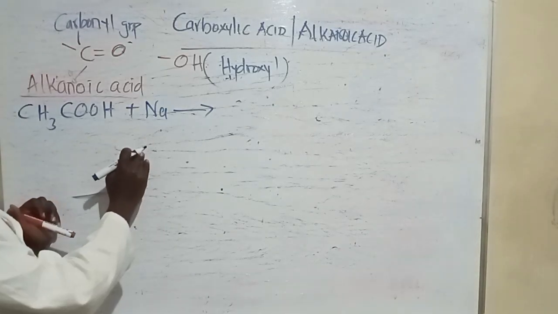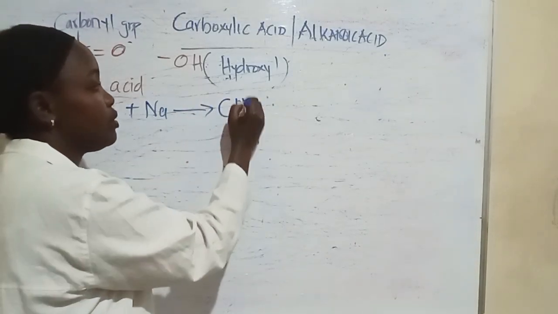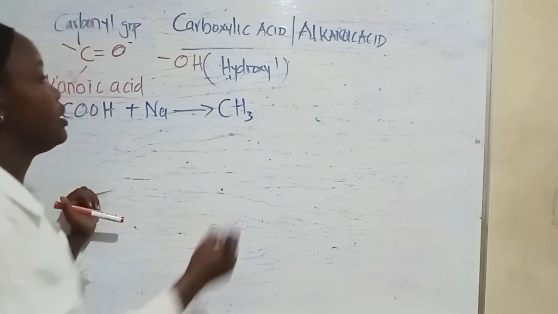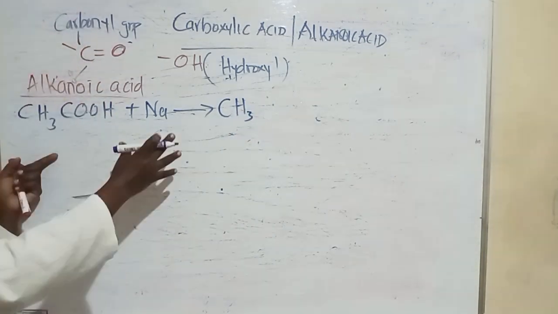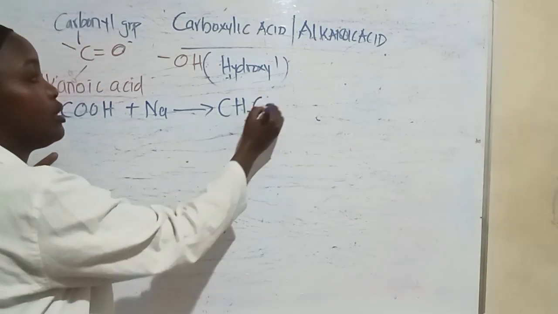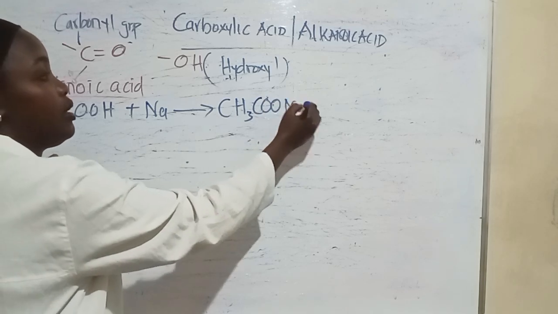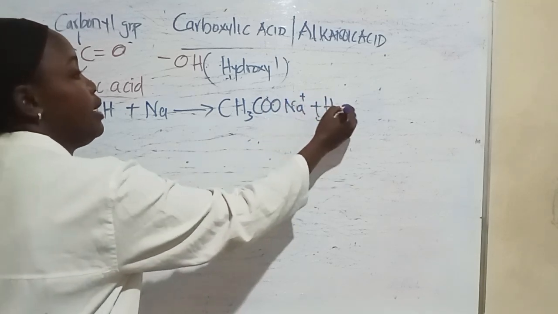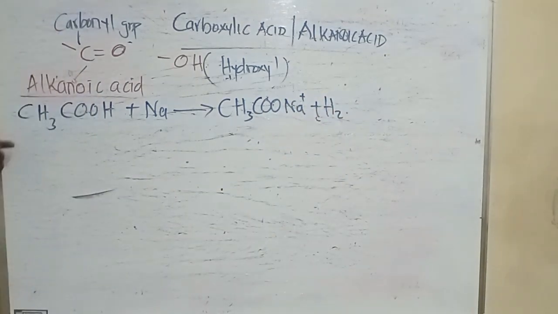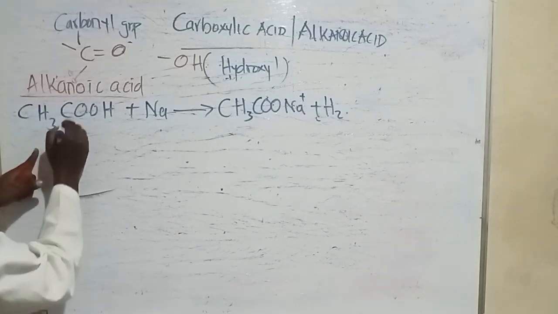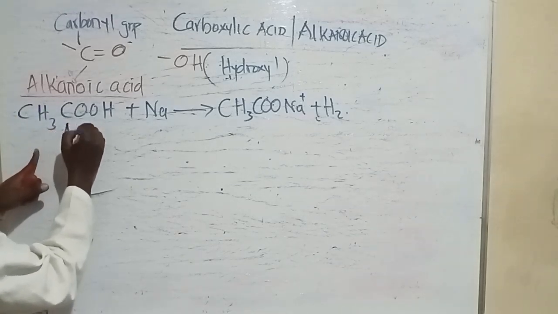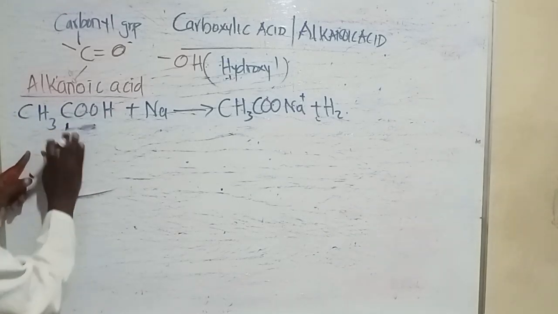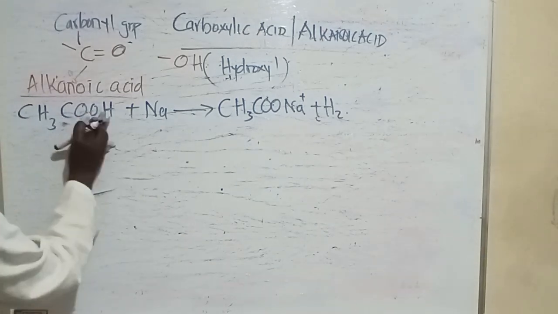So how do we write sodium ethanoate? It's going to be CH3. I hope you can see the whole equation here. So it's CH3, plus our hydrogen gas. So we are going to say the alkanoic acid, you react it with a metal, you form salt and hydrogen gas.